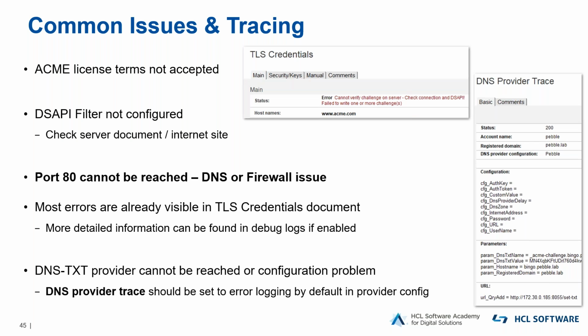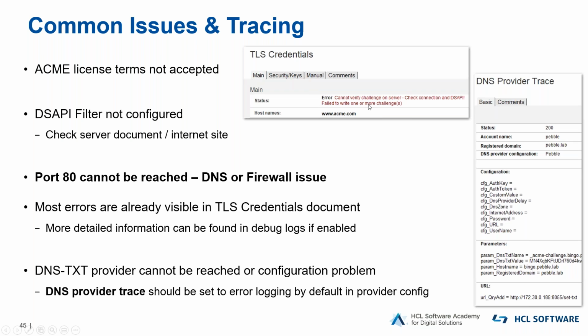So the common issues in tracing, I don't think we need to go into all the details, but here's an example. And this is the error message that you will see in most cases. If the DSRP filter is not loaded, or if no inbound port 80 connection is there, you will see that error message. And this error message is coming from Cert Manager.